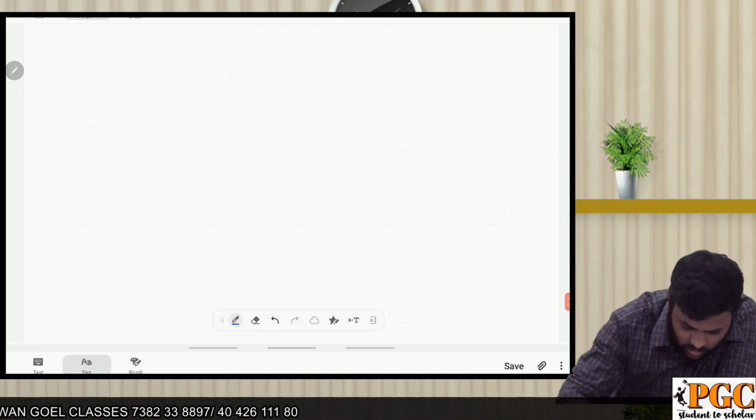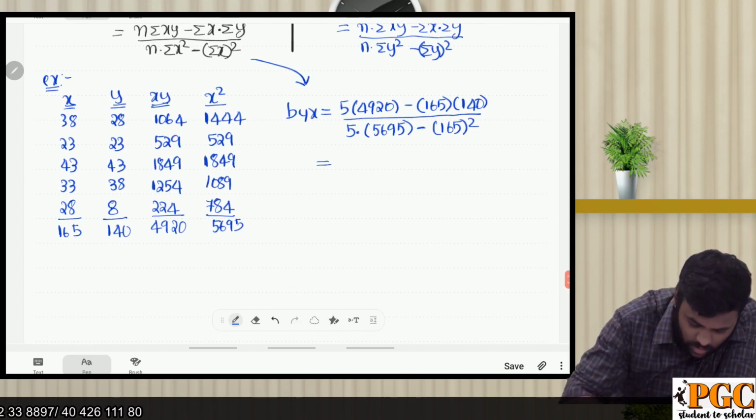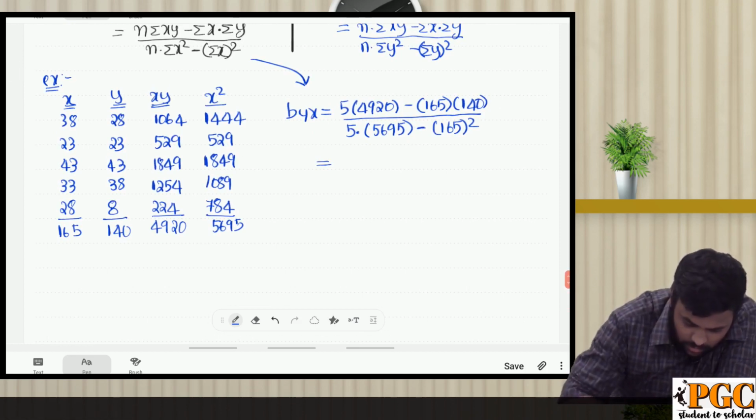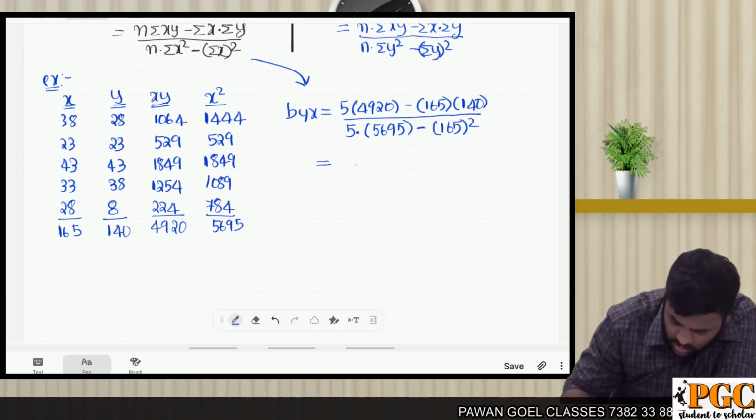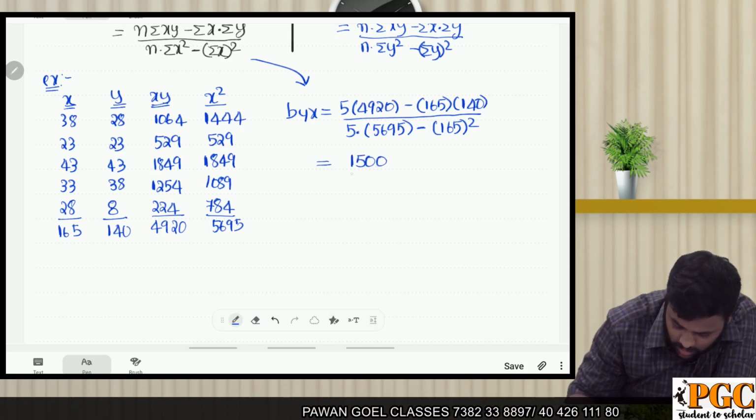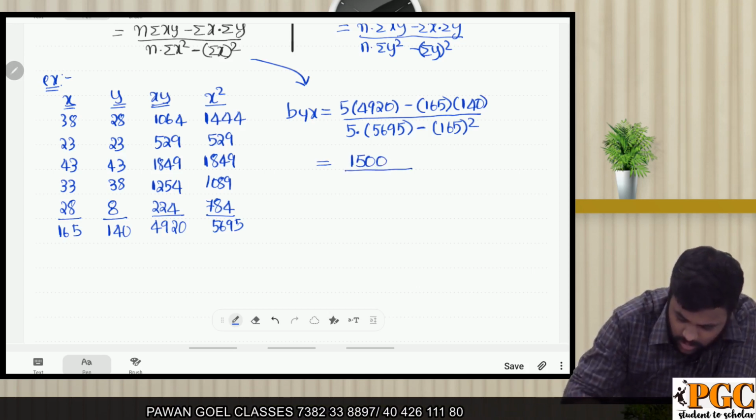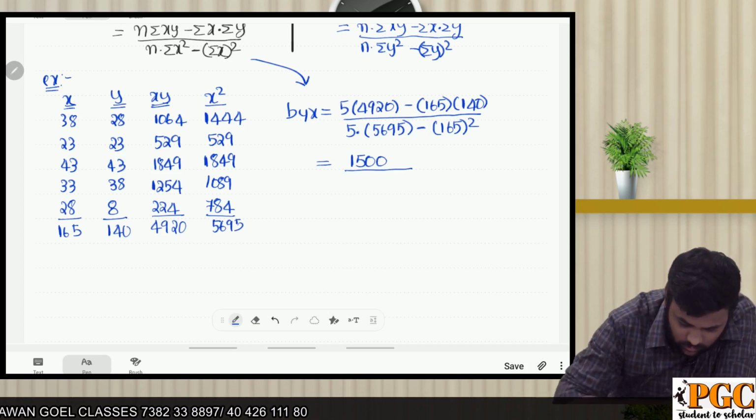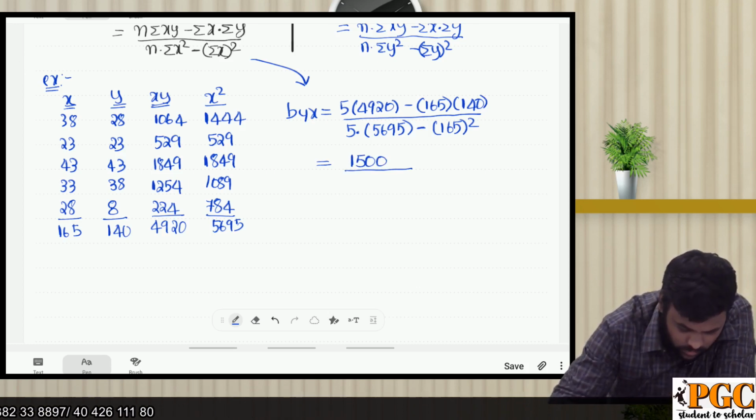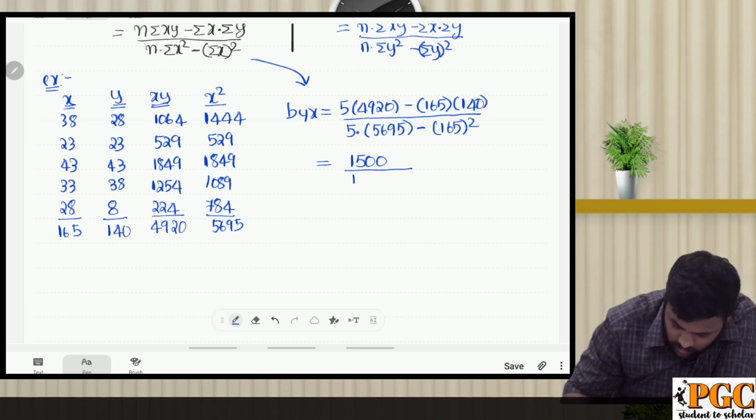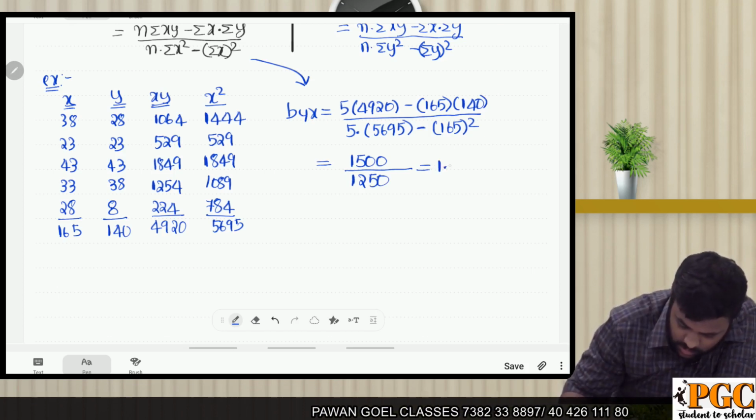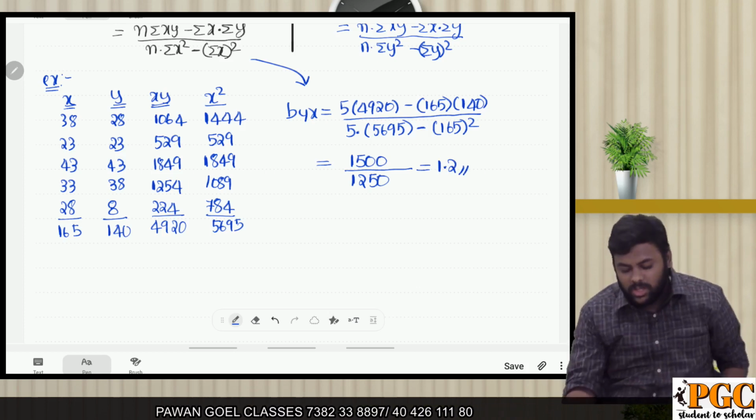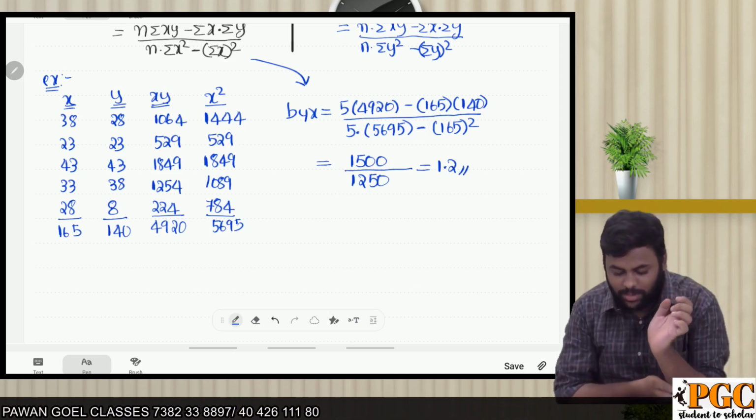So first let me compute the numerator, my dear friends. 5 into 4920 minus 165 into 140. The numerator is supposed to be 1500. The denominator is 1250. So 1500 divided by 1250, the resultant is supposed to be 1.2. So this is how, my dear friends, we are supposed to compute byx.